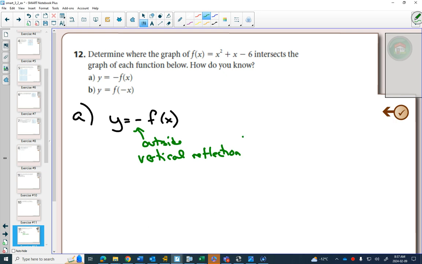If you think about something reflecting vertically, it is over the x-axis. So that tiny negative sign should trigger all of that thinking: what kind of reflection it is, what is happening to the shape. And this question is also talking about graphs. So we're taking the graph of x squared plus x minus 6, and we are flipping it over the x-axis. And we want to find out where they intersect.